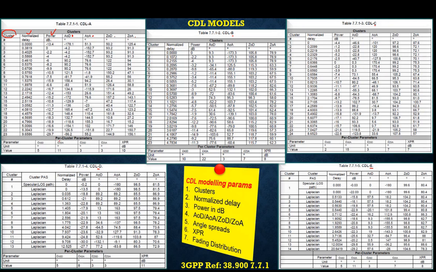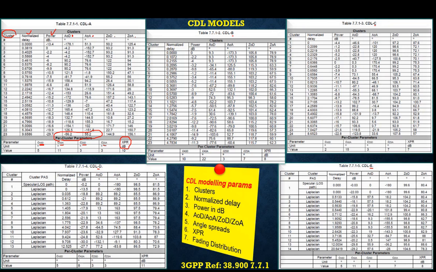Then there is something called per-cluster parameters. I have a close eye on this. This is azimuth spread of departure. Remember, I called the other one azimuth angle of departure; this is azimuth spread, something like delay and delay spread. Then azimuth spread of arrival, zenith spread of departure, zenith spread of arrival, and we'll talk about XPR.